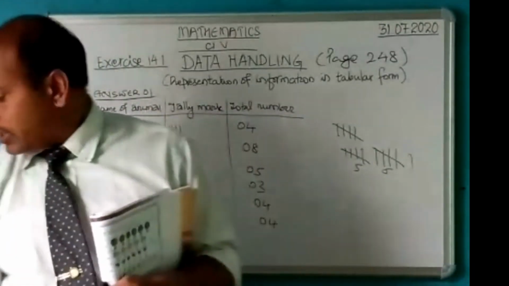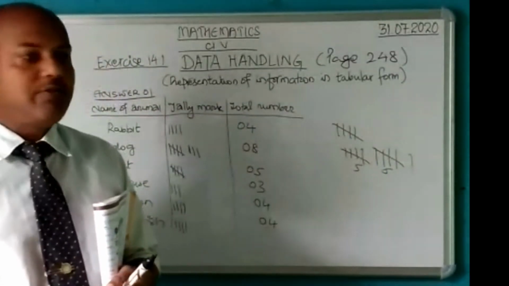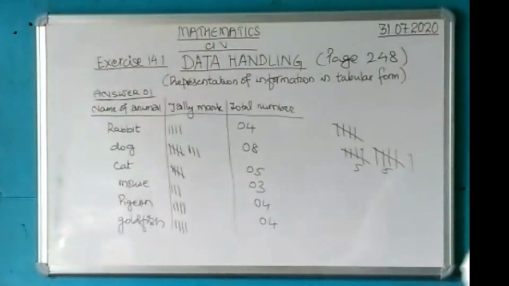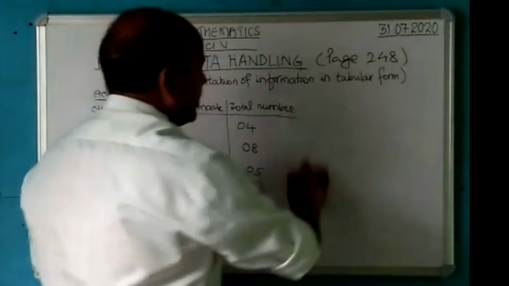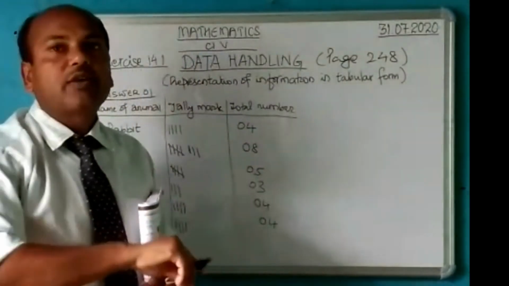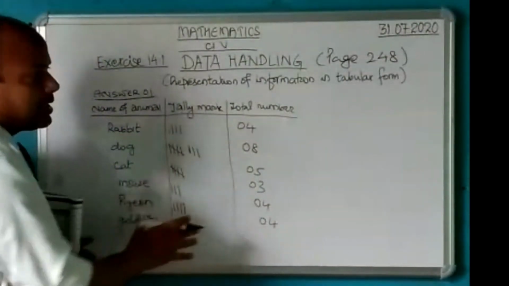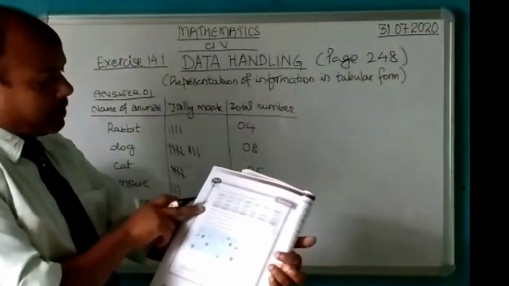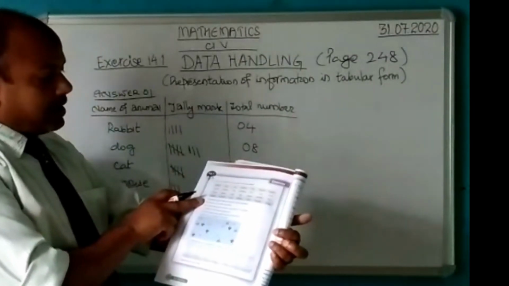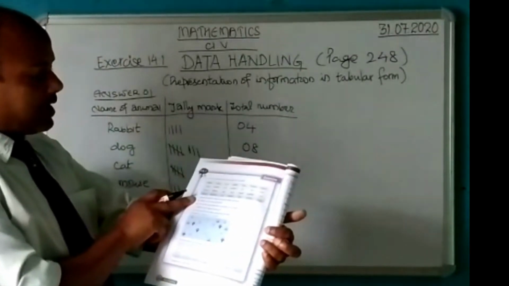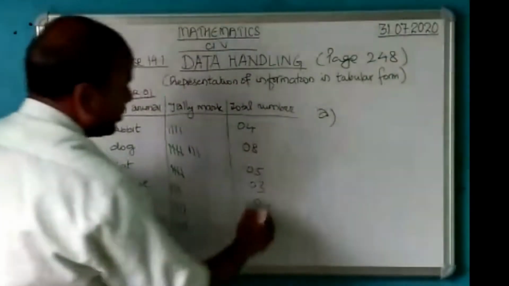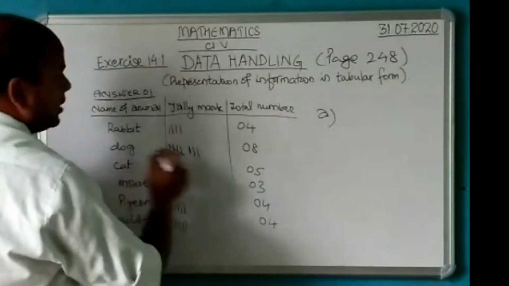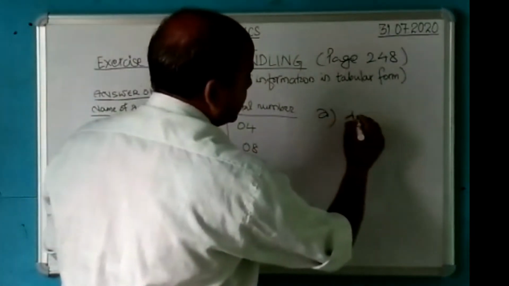And once this tabulation is over, we shall answer the questions based on this table. The first question is just below it. Now tabulate the given data and answer these questions. Which animal is the most sold pet? Which animal is most sold? It is dog. So the first answer is dog.